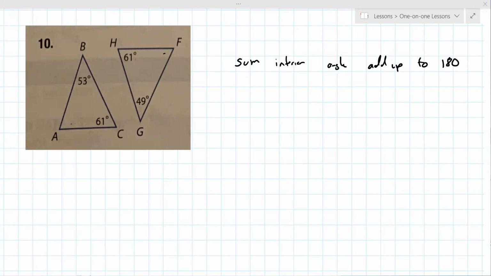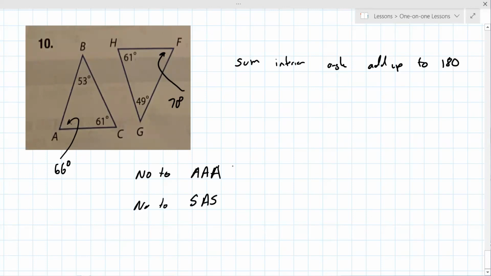Okay, so in triangle ABC, the missing angle is 66 degrees. And then for HGF, it's 70 degrees. So are the angles all the same in both of them? No. So you can say no to AAA. And the only other possible one is side angle side, but they don't share a point either. So no to that as well. So these are not similar.